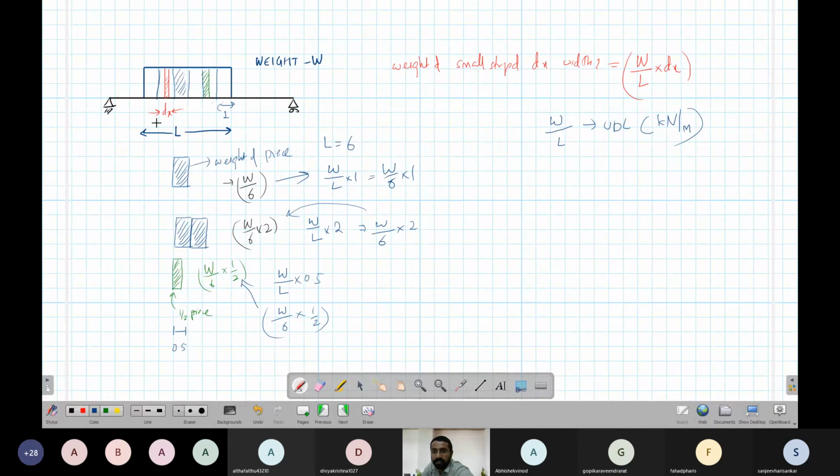In our initial case, the total length L is 6. So W/6 into the length of a single dx. In the first case dx is equal to 1, in this case dx is equal to 2, and in this case dx is equal to half. So W/L into dx. Okay, so that is how we found different forces.